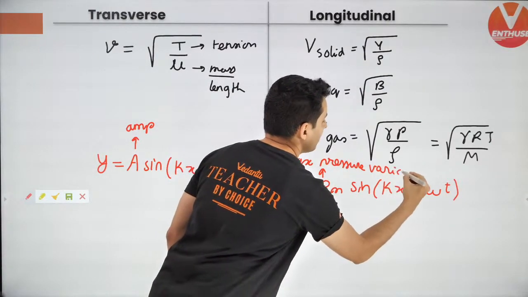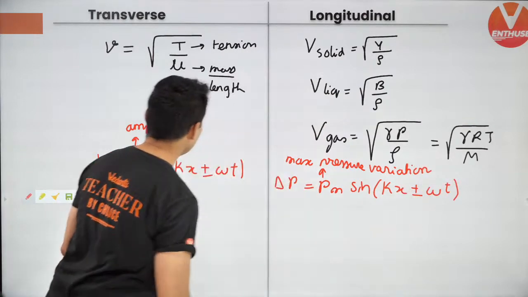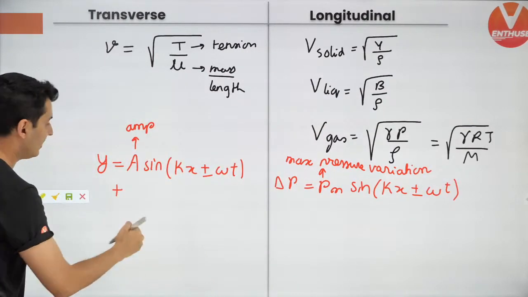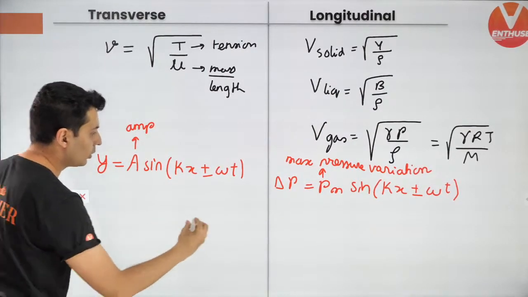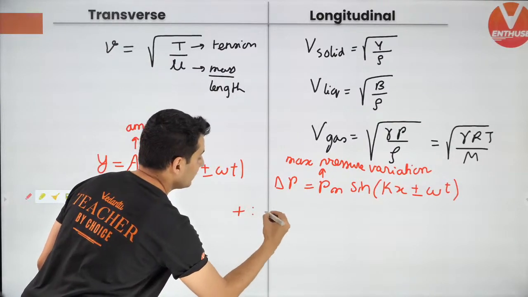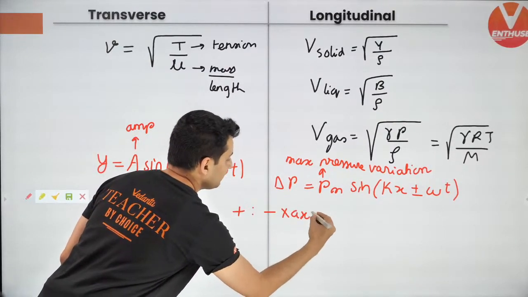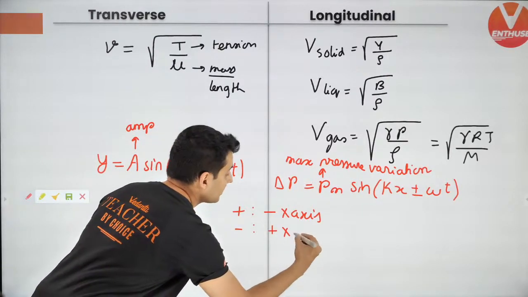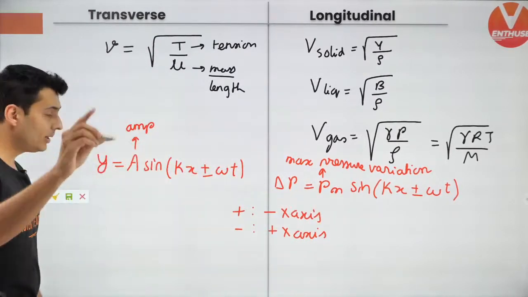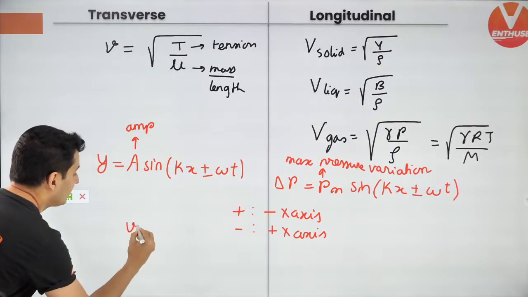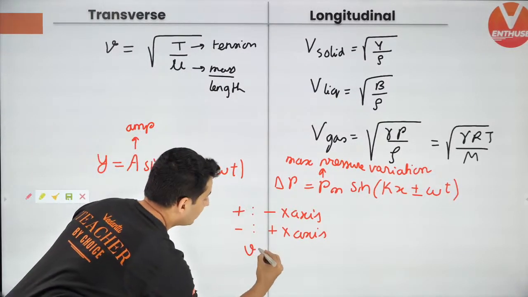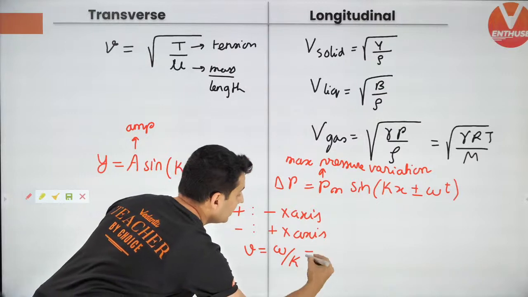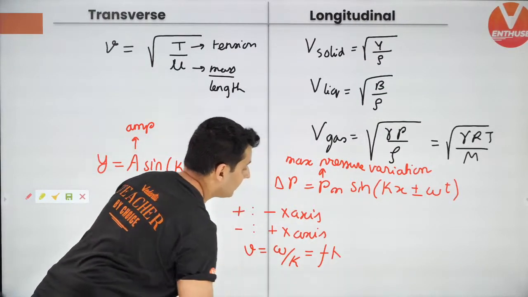variation. Max pressure variation. Next up, when do you use plus and when do you use minus? That's common for both of them. When you use plus, it's going in the negative x-axis. Ulta, it's opposite. And when you use minus, it's moving in the positive x-axis. Cool? One more thing. The velocity, common for both of them. Velocity is always omega by k and it is also f into lambda.